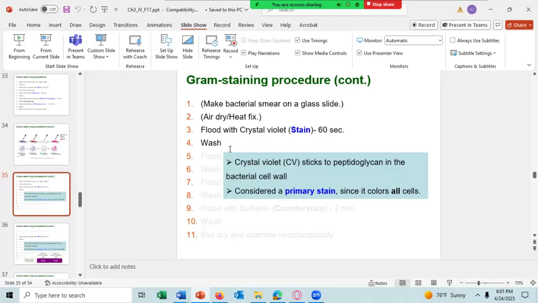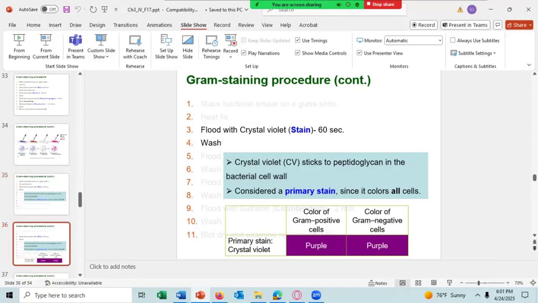The water will remove the excess crystal violet from the background of the slide, but the crystal violet will not be removed from the peptidoglycan of the bacterial cell wall. The crystal violet is considered the primary stain, since it's the first stain we use, and it colors all cells the same. Any question about any of that? So after applying the crystal violet, both the gram-positive cells and the gram-negative cells will be a bluish purple color.